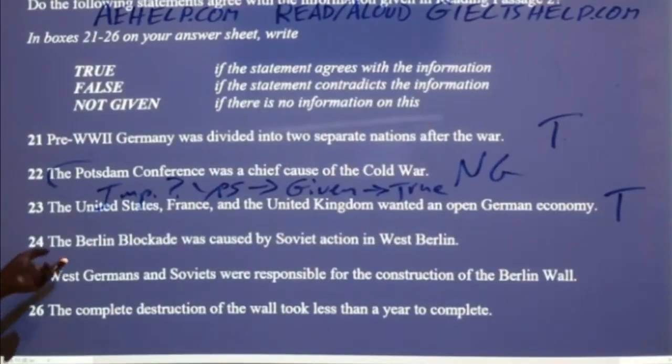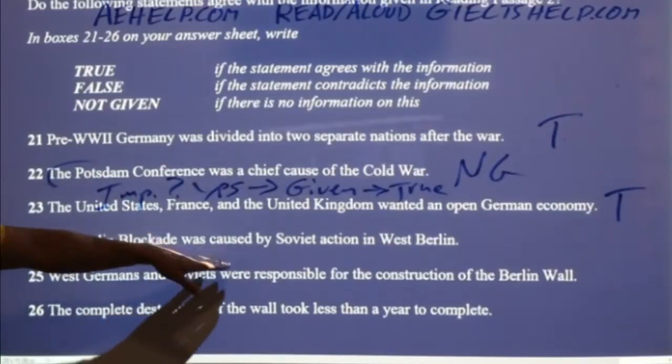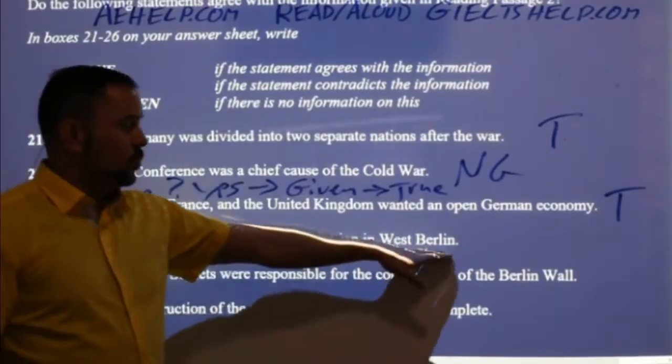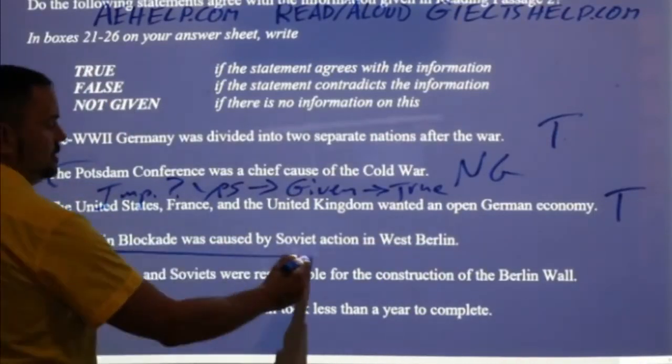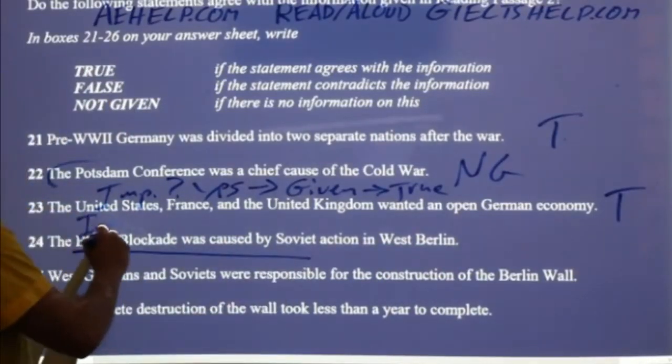Number 24, the Berlin blockade was caused by Soviet action in West Berlin. Okay, Berlin blockade by Soviets, important?